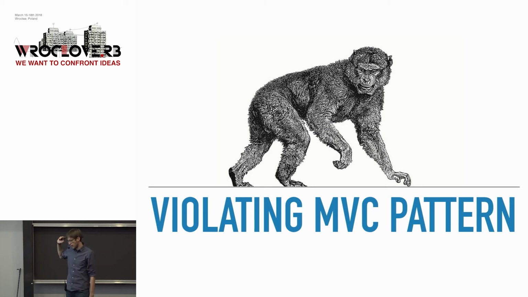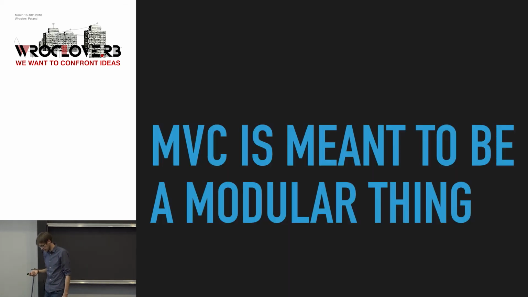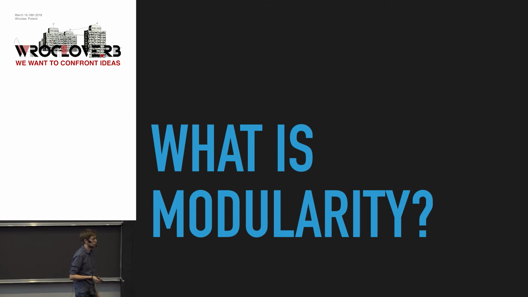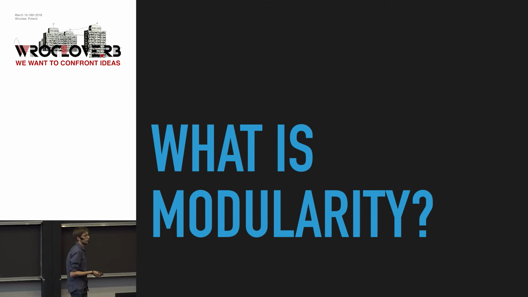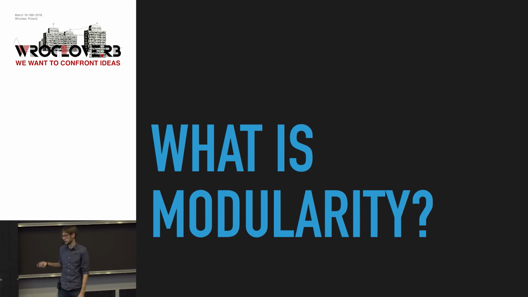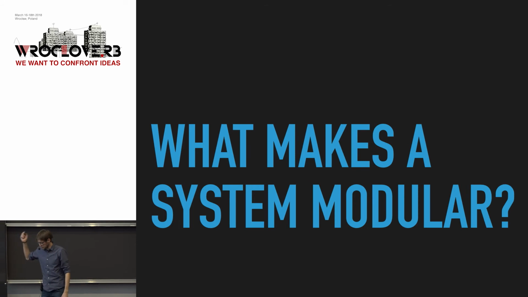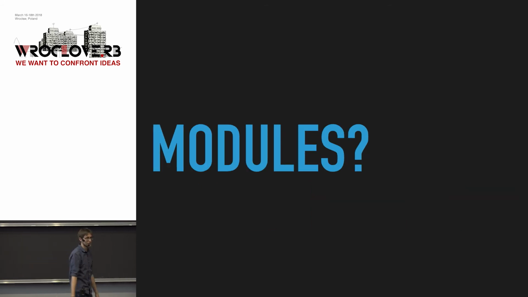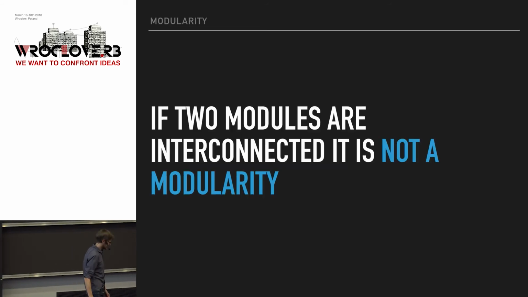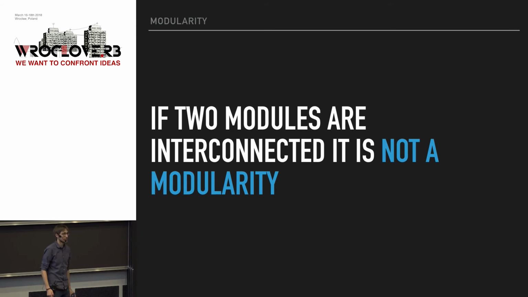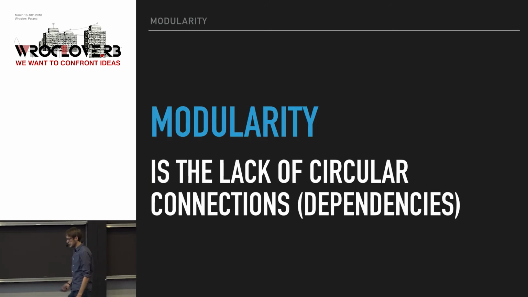Next thing, violating the MVC pattern. MVC is actually meant to be modular, and the question is what is modularity? I think for most of us it's more like a buzzword. Even my previous talk was called a way to modular development, something like that. So what makes a system modular? Like modules, right? If two modules are interconnected, then it's not modularity. One depends on another, and another one depends on the first one. We can't call it modularity. So modularity is the lack of circular dependencies or connections.